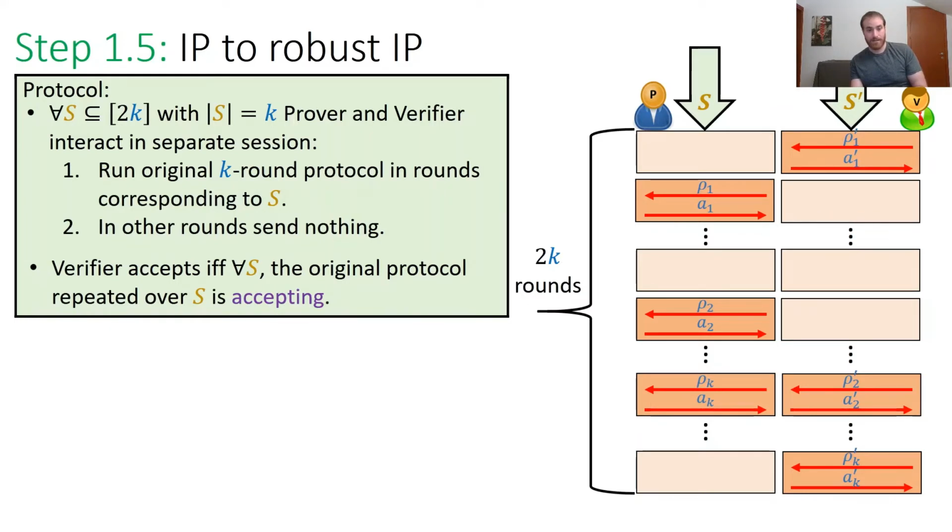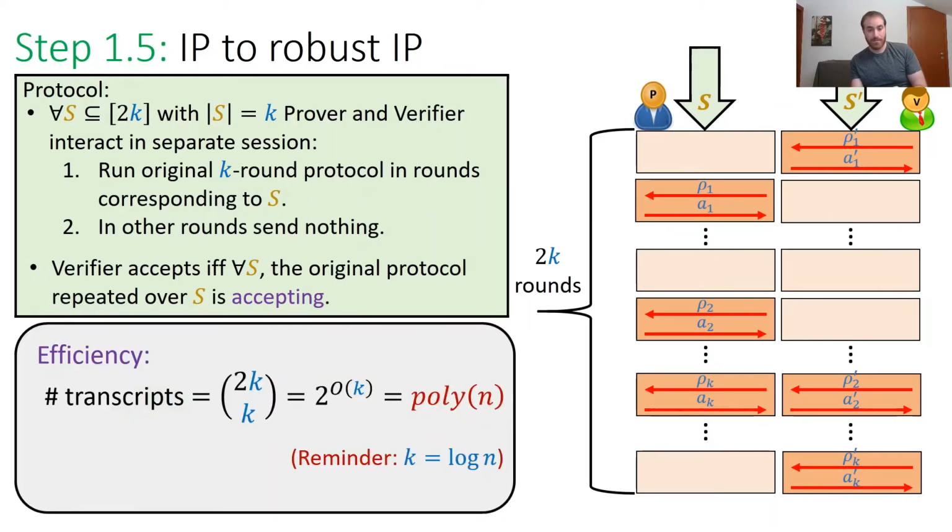So let's analyze this. First of all, let's look at efficiency. How many transcripts are there? Well, there's a transcript for each session. There are 2k choose k sessions because these are all the subsets of 2k of size k. And this is exponential in k. But remember, the number of rounds k is log n. So overall, this is poly n. So we're fine, even though we get this exponential growth.